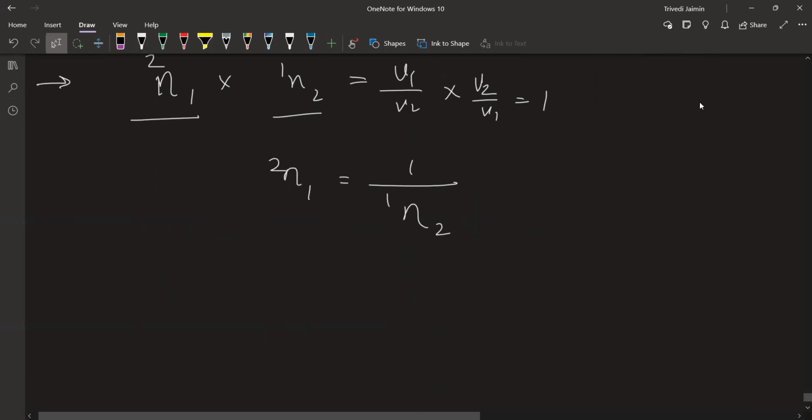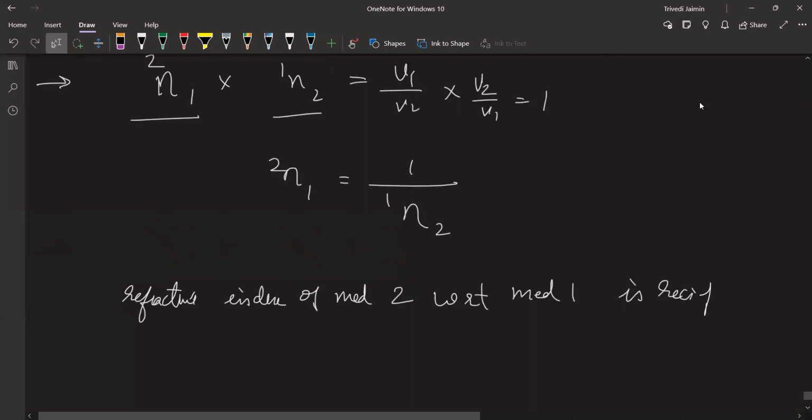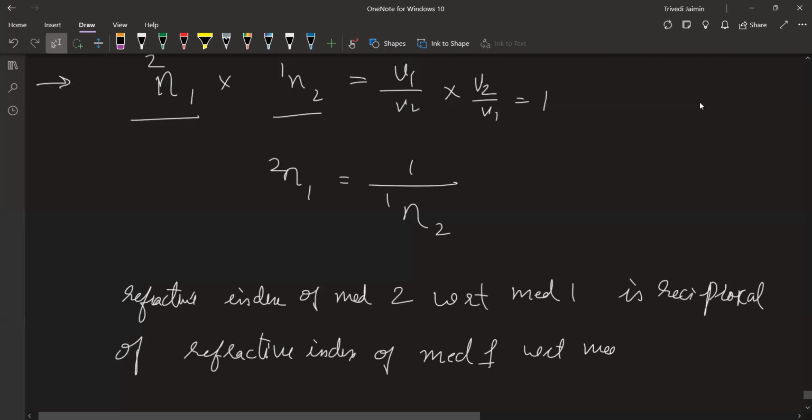So what does it mean? Refractive index of medium 2 with respect to medium 1 is the reciprocal of refractive index of medium 1 with respect to medium 2.